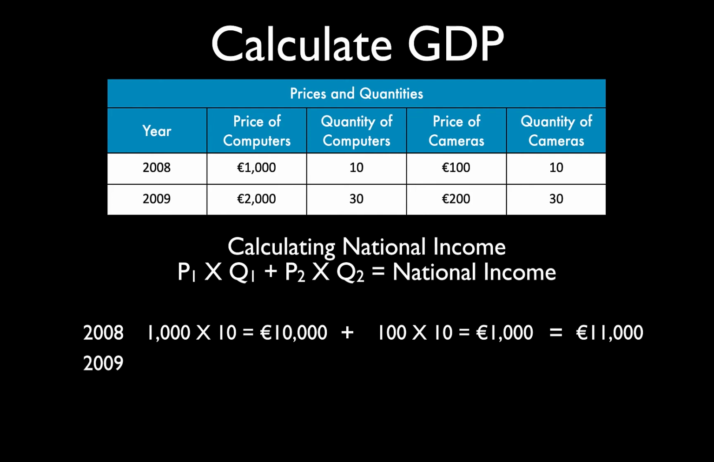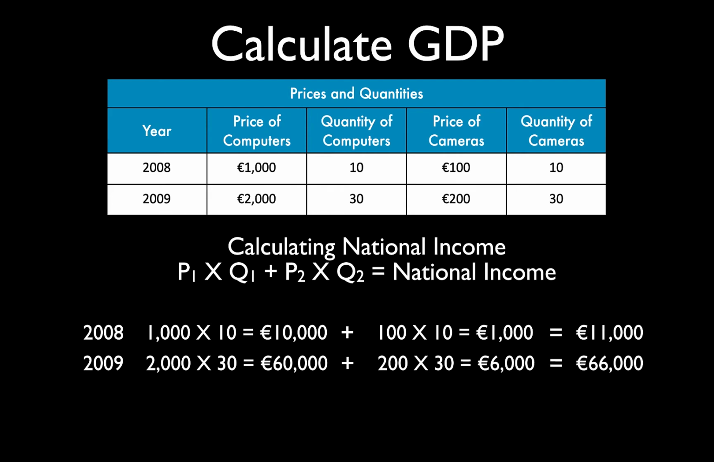Now for 2009, what we have to do again is price by quantity plus price by quantity. So the price of computers now is €2,000, and the quantity of computers that was produced is 30 computers. So it's 2,000 times 30, which is 60,000. Plus the price of cameras now is €200, and the quantity of cameras that was produced is 30. So to calculate the value of the output of cameras in the economy in 2009, it's 200 by 30, which is 6,000. If I add the total value of all goods and services produced in the economy in 2009, I get 66,000.